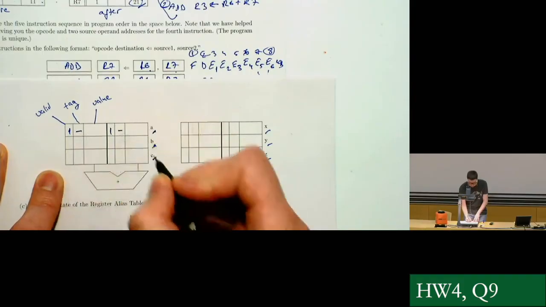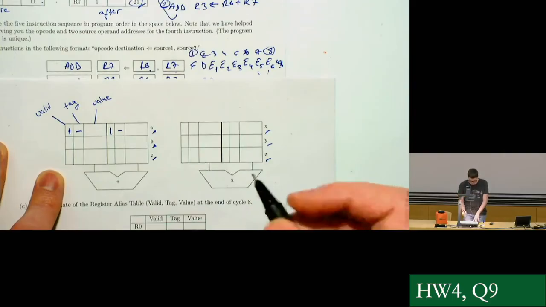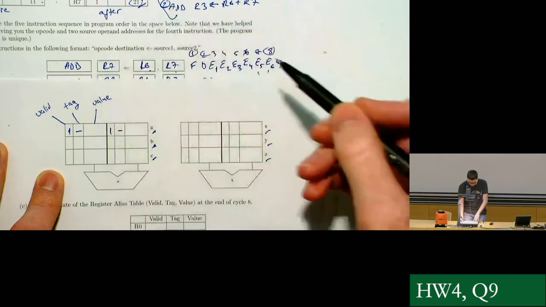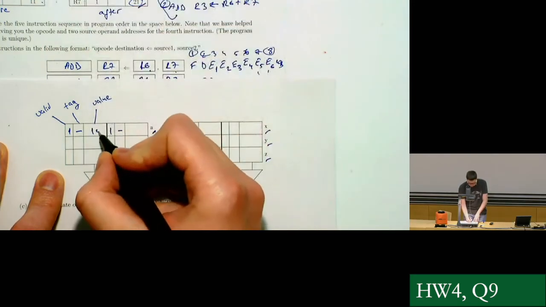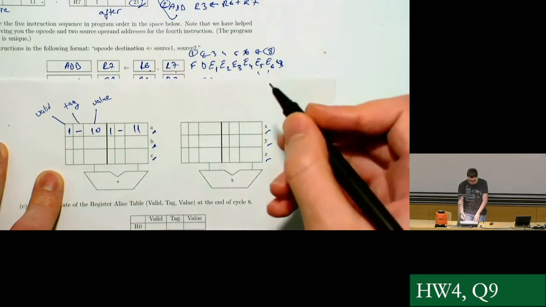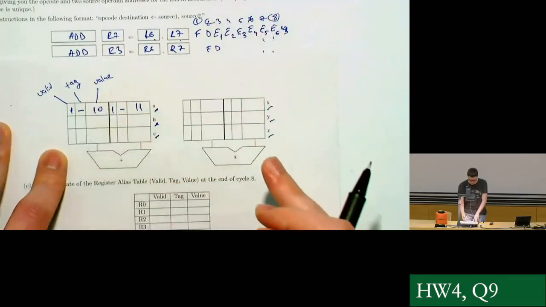We don't have any tag because we are not waiting for the result to come from another reservation station entry, and we have the values we can just look up from the register file, 10 and 11. So 10 for R6, 11 for R7. Okay, and then the next instruction is add to R3.